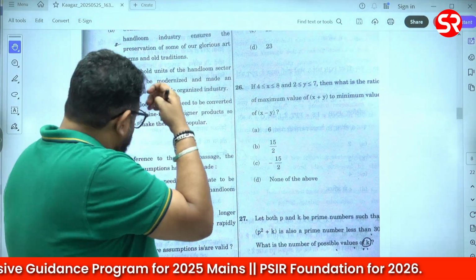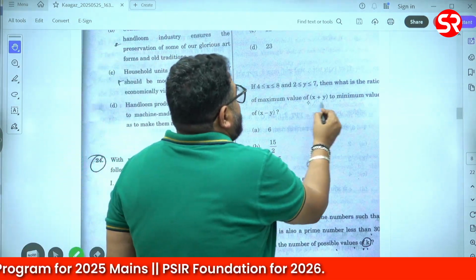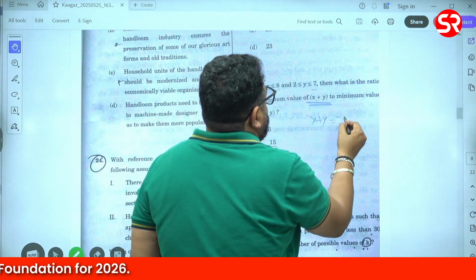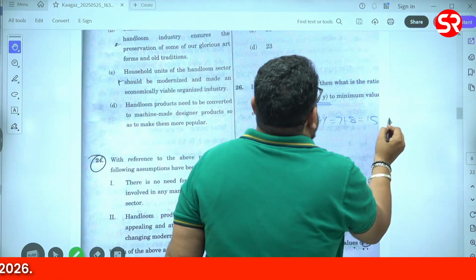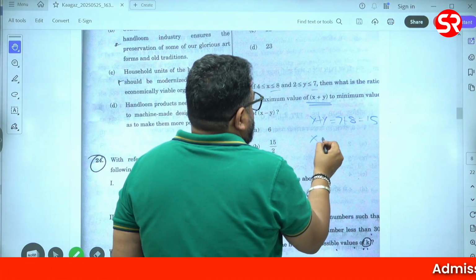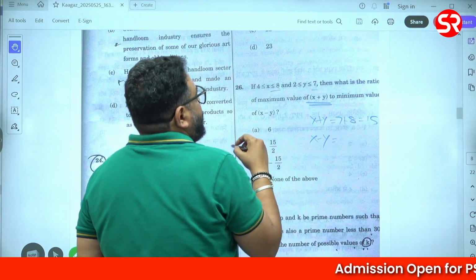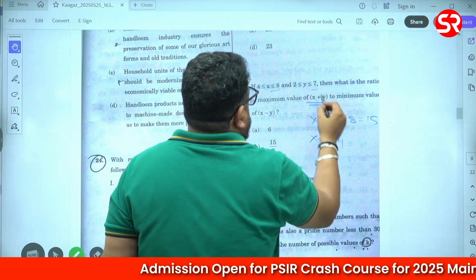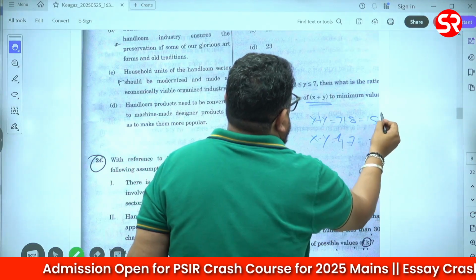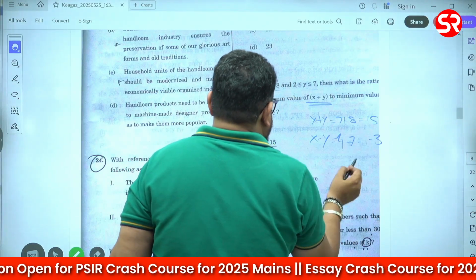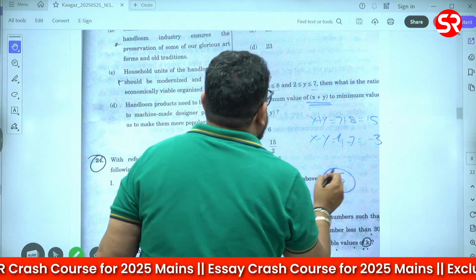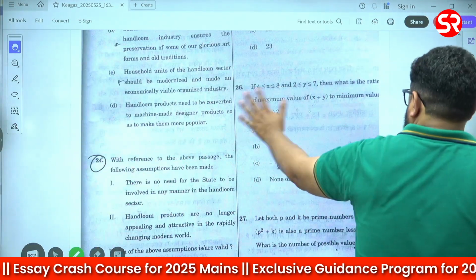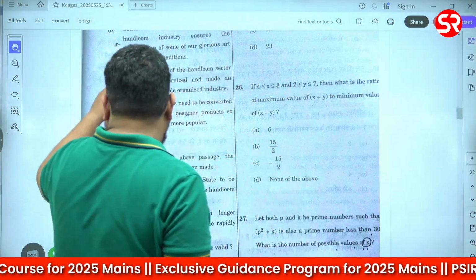हाँ, अभी क्या बोल रहा है? Maximum value of x plus y. दोनों का maximum 7 and 8. 7 plus 8 is 15. Then minimum of x minus y. So x का minimum लो and y का maximum लो, -3, right? So 15 minus 3... answer is minus 5. Answer is none of these. You should have done it, guys. You should have done this question, right?